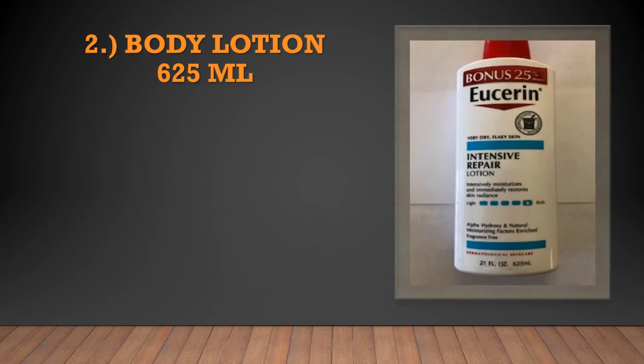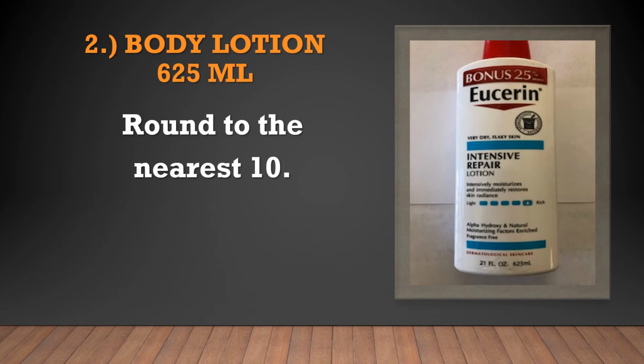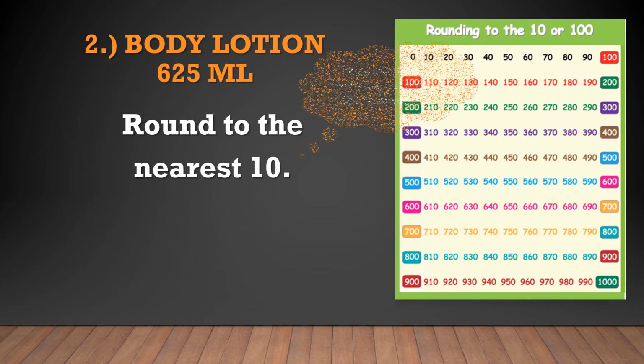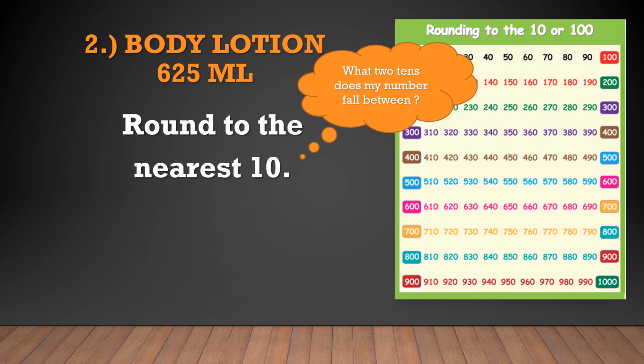Number 2, body lotion. This body lotion container has 625 milliliters of lotion in it. First, we're going to round to the closest 10. Remember to ask yourself, using your chart, what two tens does my number fall between?